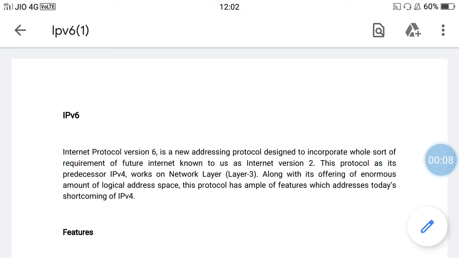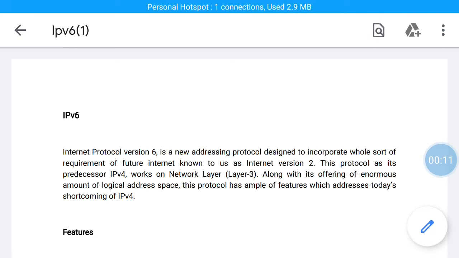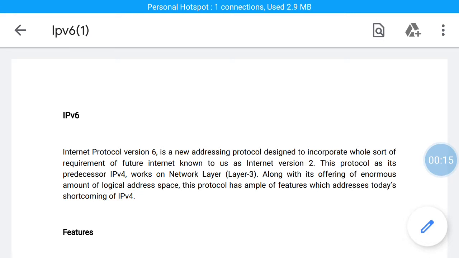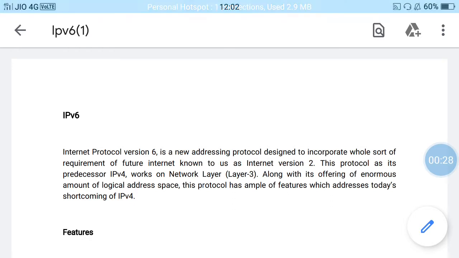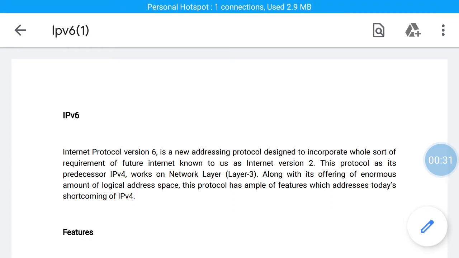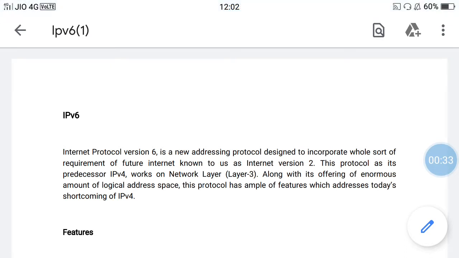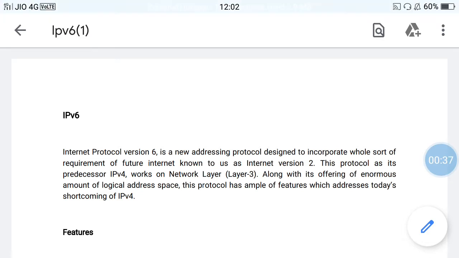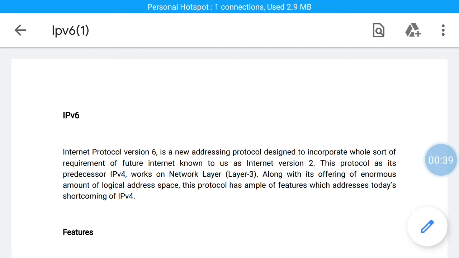In the previous lecture we discussed Internet Protocol version 4. So now we have IPv6. IPv6 is the most recent version of Internet Protocol, the protocol that provides an identification and location system for computers on a network and routes traffic across the internet. IPv6 is the advanced version of IPv4, and the work of IPv6 is similar to IPv4.